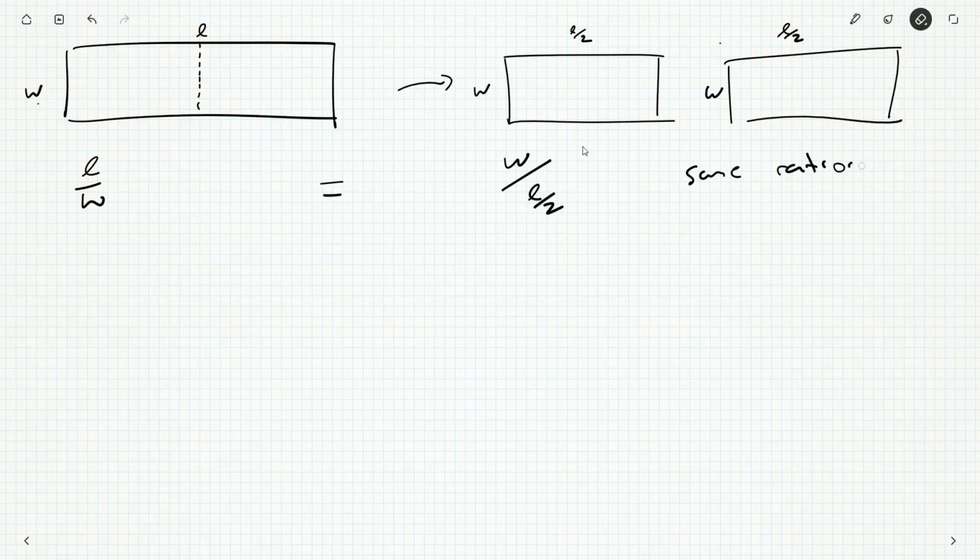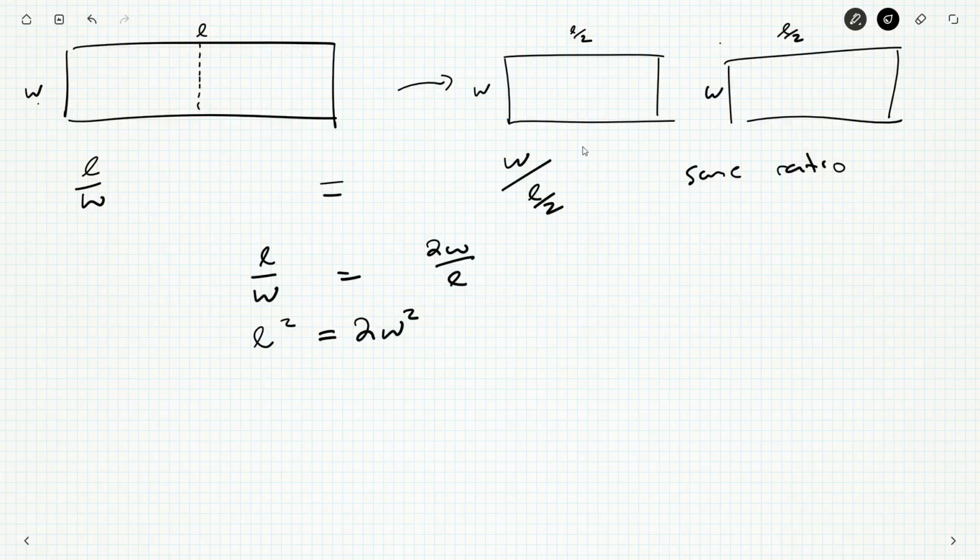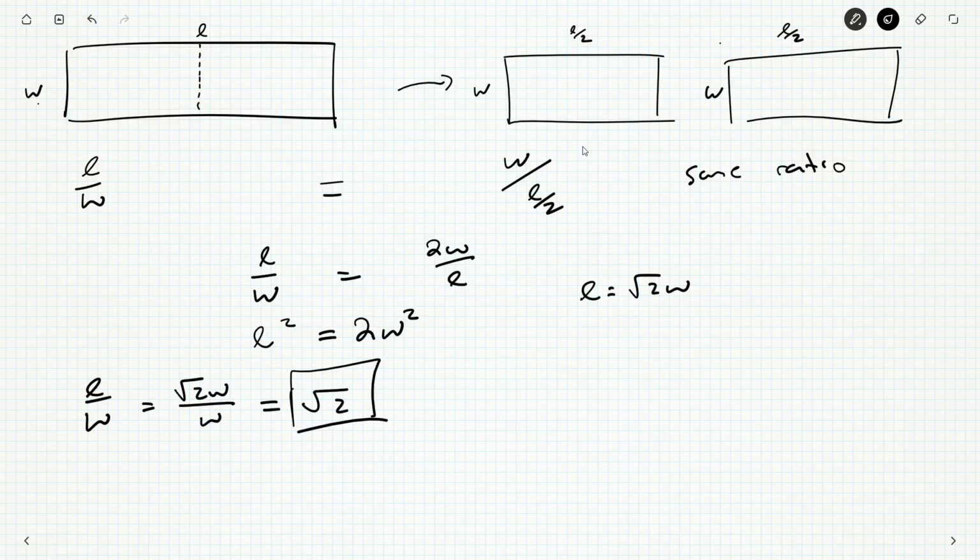And if that's the case, I can simplify W over half the length to 2W over the length. And now that's equal to L over W. Multiply both sides by L times W, and we'll get L squared is 2W squared. And so that tells me, since they're both positive, length is root 2 times width. But then the length over the width here must be root 2 width over width. And the ratio is root 2.